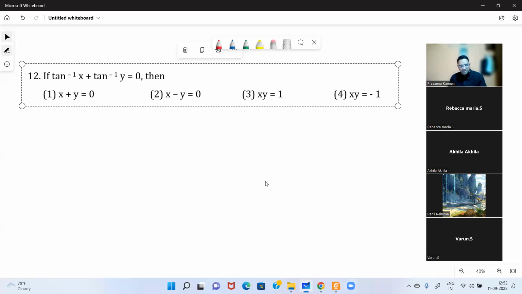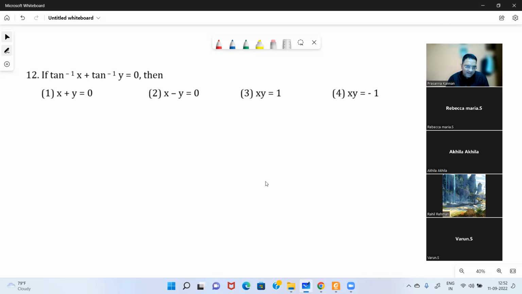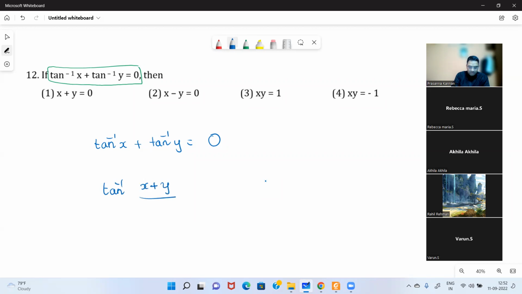Okay, now let's look at the next question. If tan inverse x plus tan inverse y is equal to 0, then what can you say? So here it's given that tan inverse of x plus tan inverse of y is equal to 0, correct? What is the formula for tan inverse of x plus tan inverse of y? We have seen in the last class that it is nothing but tan inverse of x plus y divided by 1 minus xy.